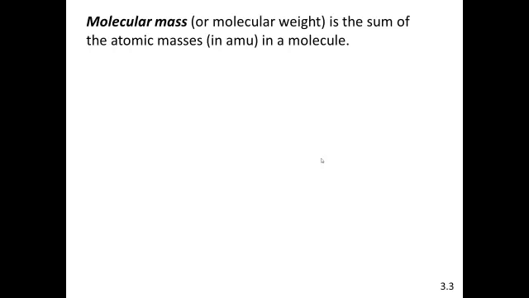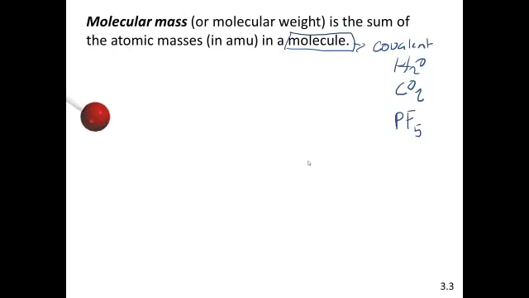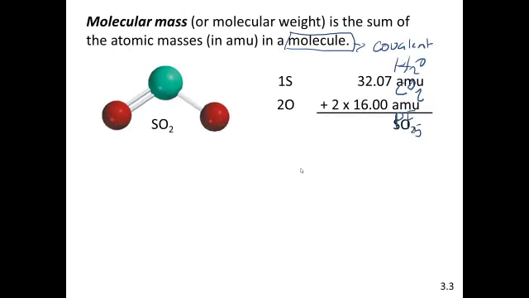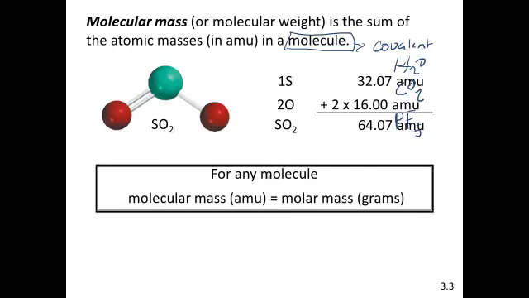Alright, so molecular mass, or molecular weight, is the sum of the atomic masses in a molecule. And real quick, molecules are covalent compounds, so things from the right-hand side of the periodic table, 2 nonmetals. We might have water, carbon dioxide, phosphorus pentafluoride. Our example right here is going to be sulfur dioxide.